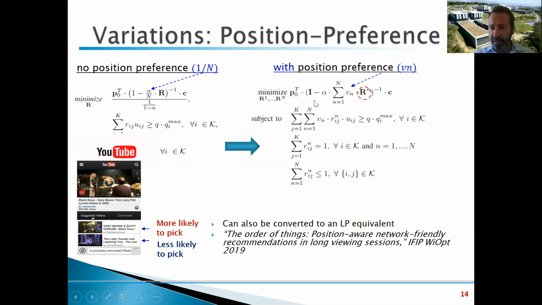Then life gets a little bit more complicated. Now I have these probabilities. I also have a tensor as my control variables rather than a matrix, because the third dimension is the position where you're going to make this recommendation. But the good news is that, despite the seeming complexity and a larger problem, this can also be converted to an LP, and you can solve it.